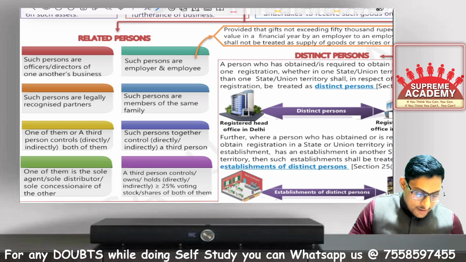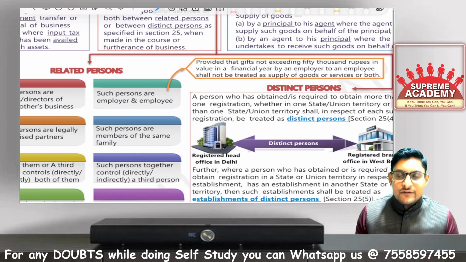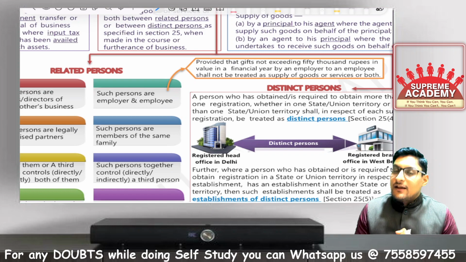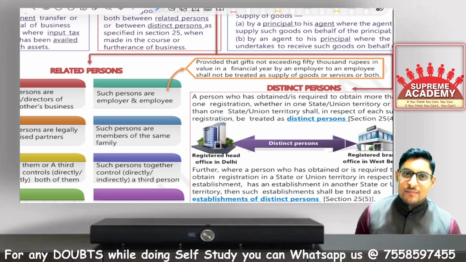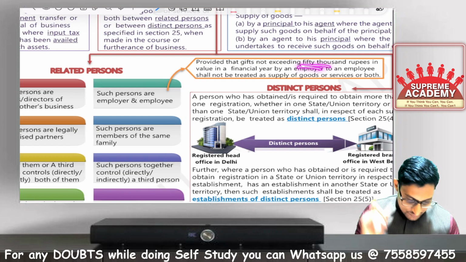But in case of employer and employee, there is a limit of 50,000. Up to 50,000, the employer can give their employee any type of goods or services. But above 50,000, if given by employer to employee, it will be covered under para 2 and it will be a deemed supply. They are giving a relaxation up to only 50,000.